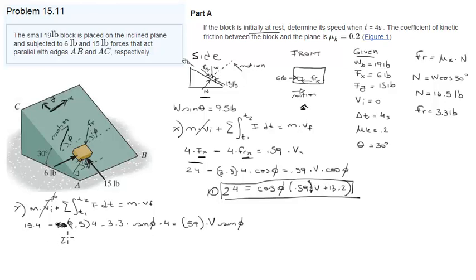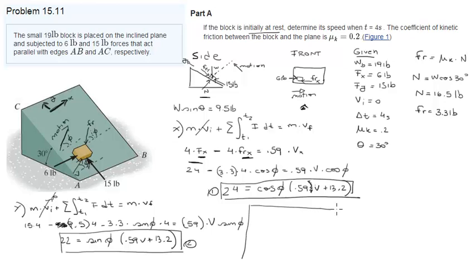Now we simplify this equation. In the end, we're going to get 22 is equal to sine of phi times 0.59 v plus 13.2, and this is going to be equation 2. Now we're going to get to the answer. If you divide equation 2 over equation 1, and you simplify, you're going to get that the tangent of phi is equal to 0.917.